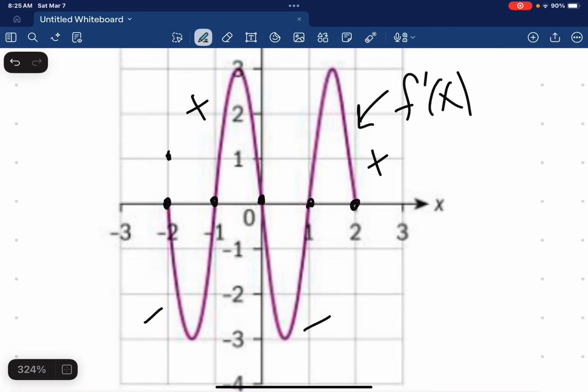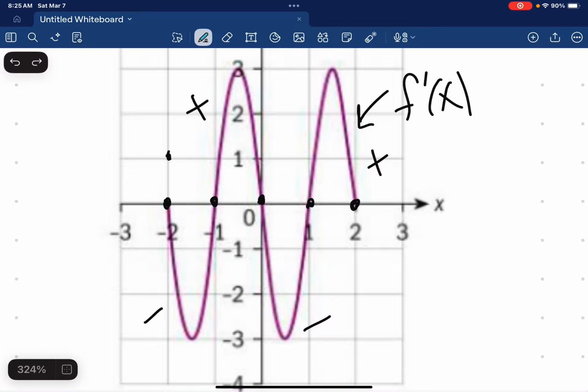So f of x is going to be positive. However, we're going to go along with the function where it's decreasing. Wait, hold on, I'm losing my train of thought right now. Oh my god, okay, yeah, I'm losing my train of thought. Okay, this function is decreasing. I don't know what I'm saying. Lost my train of thought.